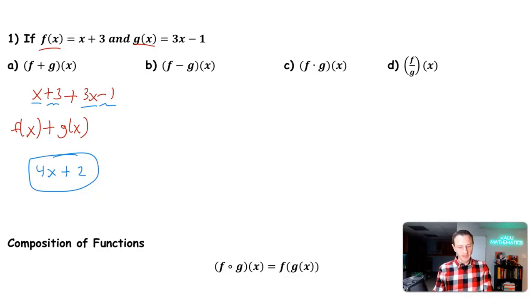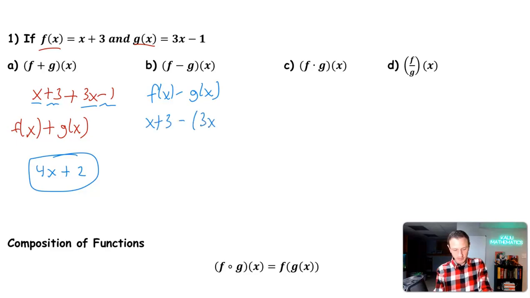Subtracting the functions, f minus g of x, that is going to be f of x minus g of x. Be careful how you write this. So f of x is x plus 3 minus 3x minus 1. So x plus 3 minus 3x plus 1. x minus 3x, so 1 minus 3 is negative 2x. 3 plus 1 is 4, so negative 2x plus 4.